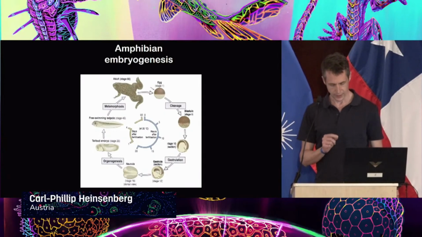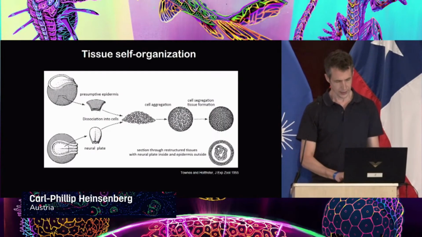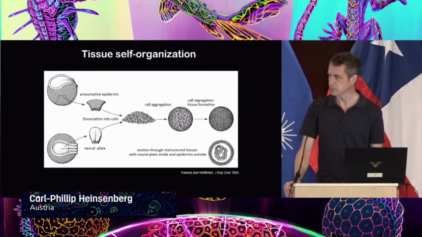And the experiment I would like to tell you about is nearly 100 years old. It was done by two embryologists, Townes and Holtfreter. They used an early stage Xenopus embryo, or amphibian embryo in this case, and they did an ingenious experiment.